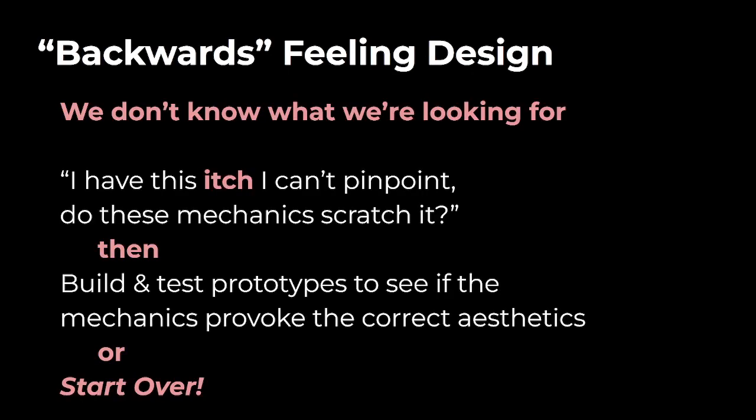This is backwards feeling design. This is sort of like an itch that we can't scratch, right? Whenever we have an itch on our arm or something, we don't know exactly where it is. We have to start scratching somewhere, and then eventually we recognize, oh, that's not the right place. It's a little to the left, and then we eventually find it, and we satisfy that itch, right? We satisfy that scratch. So I have this itch, and I can't pinpoint it. Did these mechanics scratch it? So you build and test, see if it works, and then you start over if it doesn't. And that's sort of the same cycle. It's very, very similar, but we'll get into a little bit of how those differ.